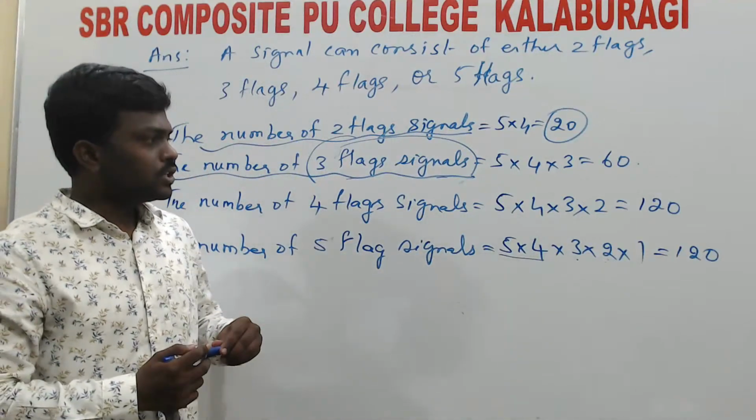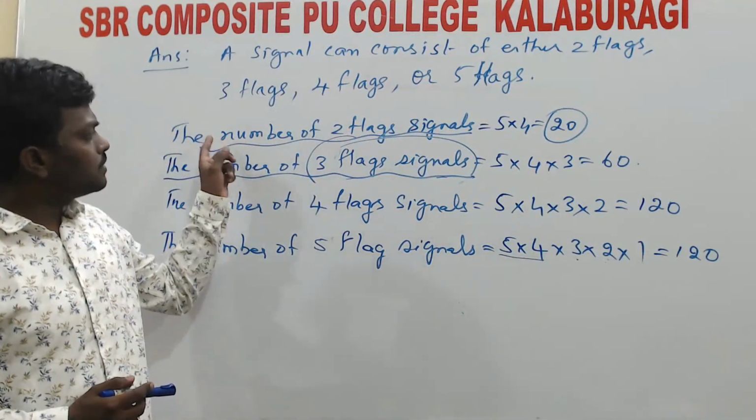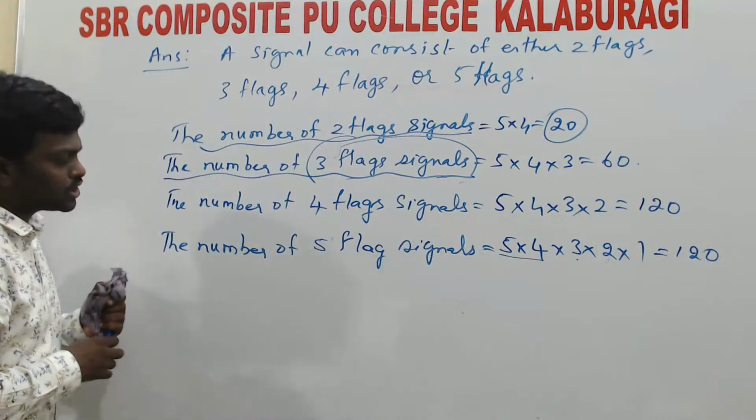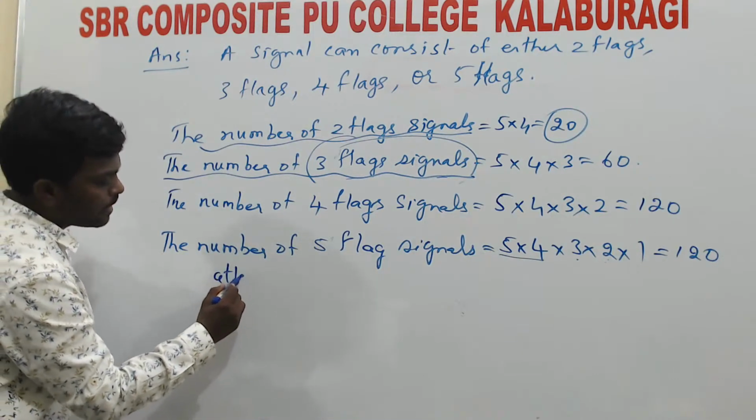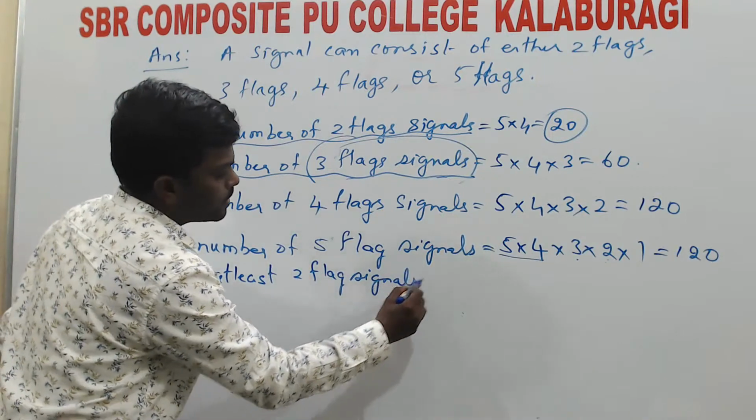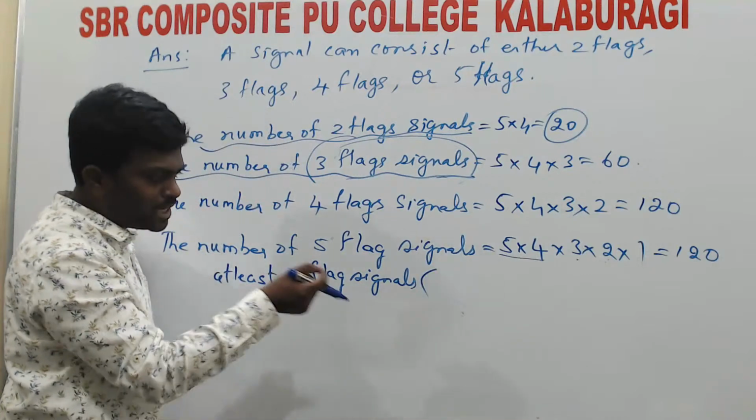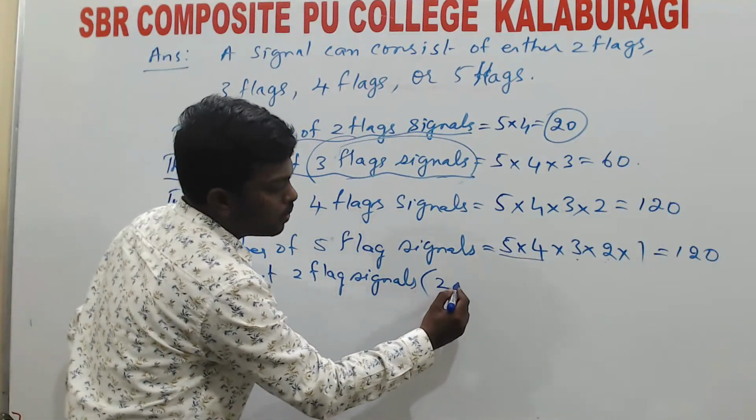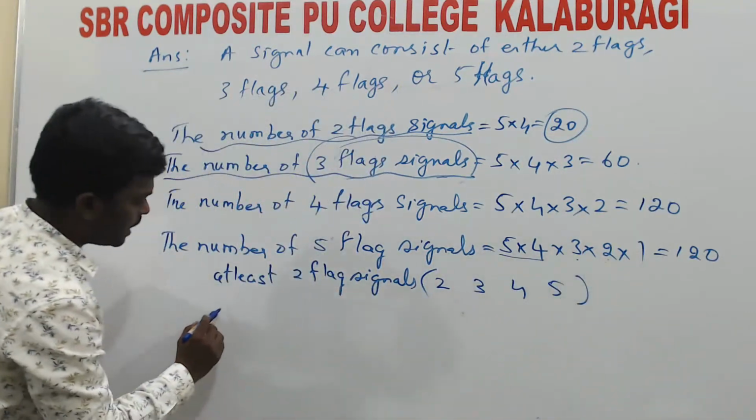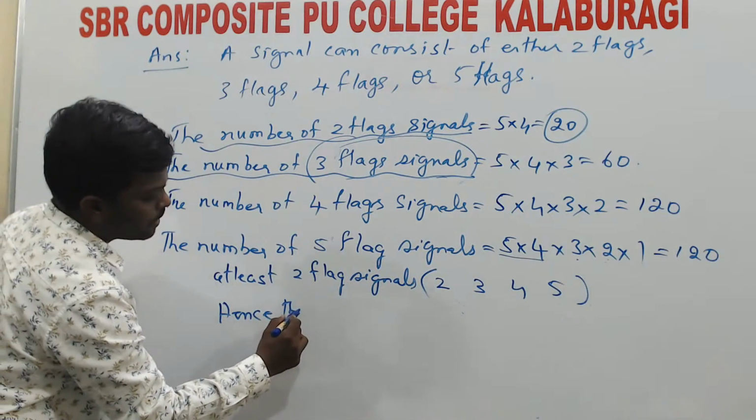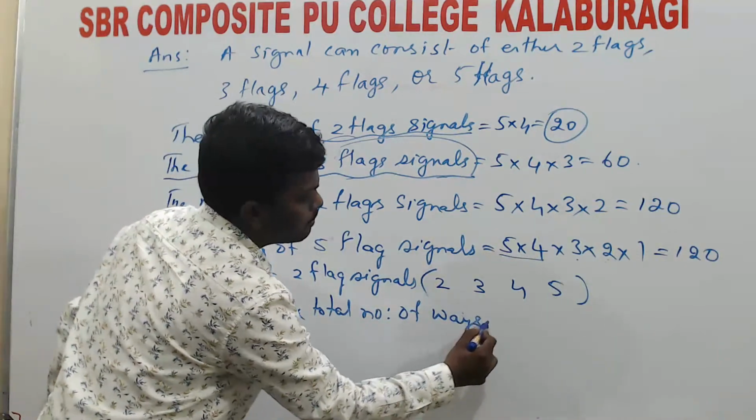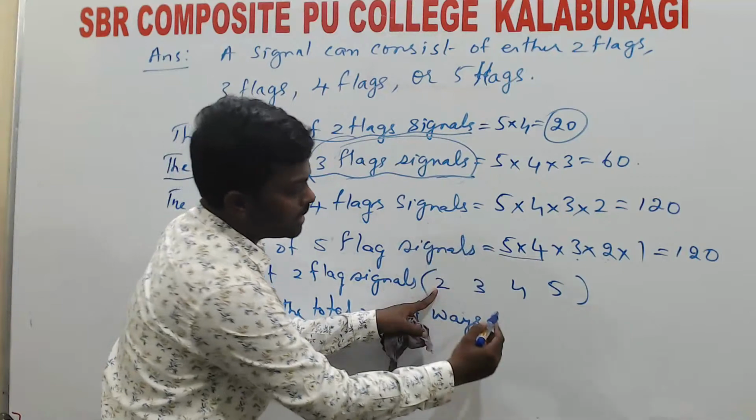Now you can see we have done 2 flag signals, 3 flag signals, 4 flag signals, 5 flag signals. But the question is at least 2 flag signals. So it means minimum 2 flag signals you have to generate, then 3, then 4, then 5. So hence the total number of ways will be: 2 flag signals, how many? How much?